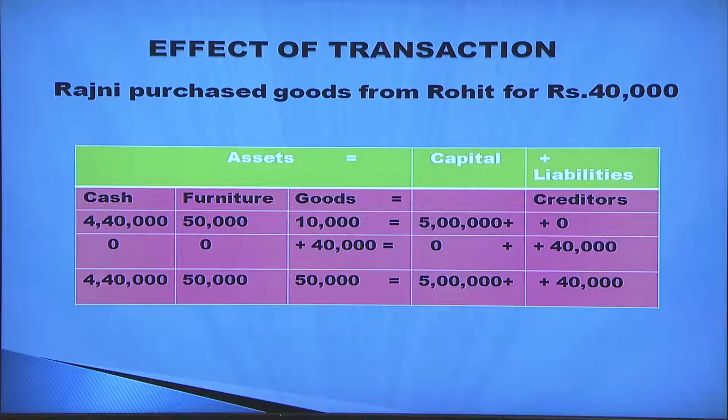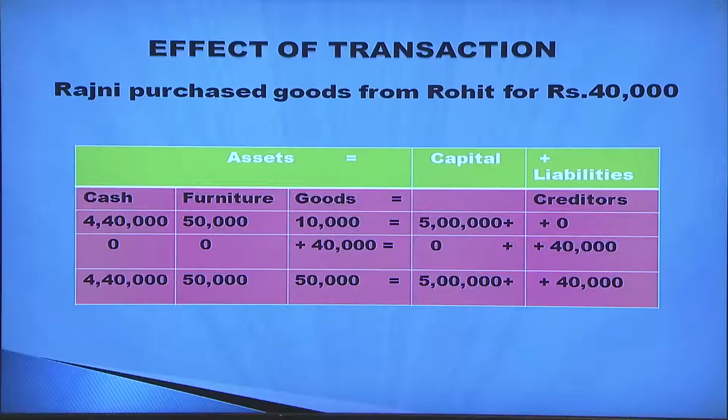So, under assets I have included cash, furniture, goods. Then on the other side, capital and liabilities. Under liabilities you can include creditors. So, new accounting equation is like this: 4,40,000 cash plus furniture 50,000 plus goods 50,000. That is 5,40,000 on the asset side equals capital 5 lakh plus 40,000 creditors or liabilities.